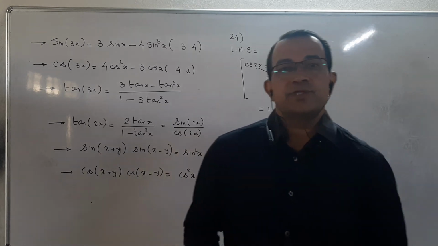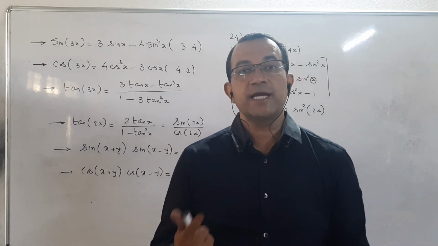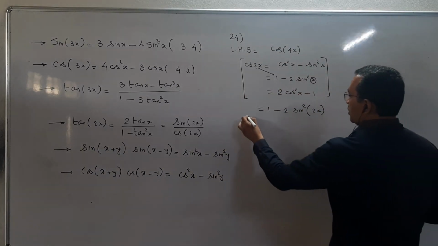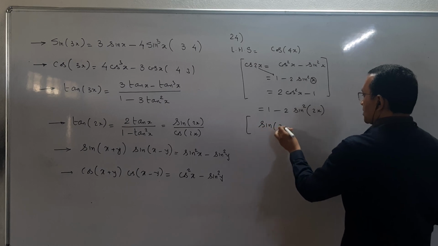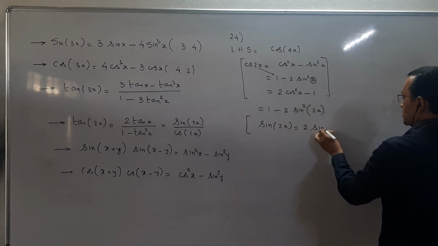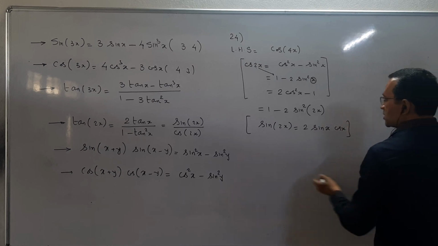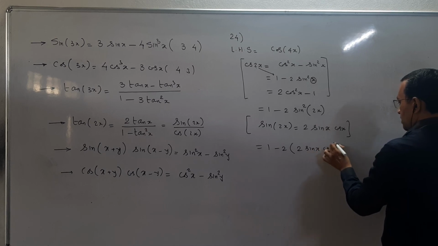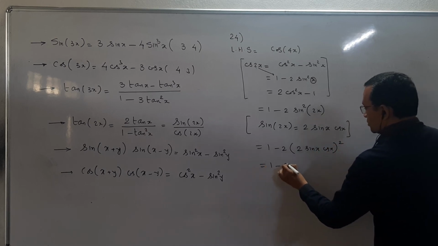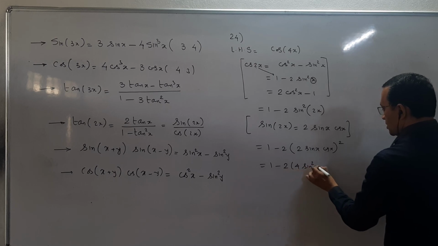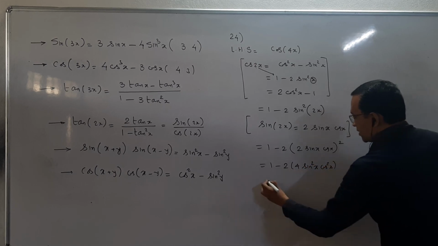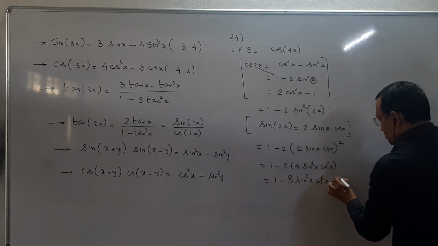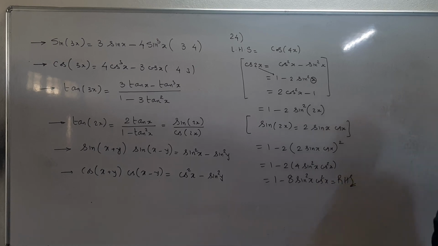So prove-that sums are based on relation with angles. Okay, now we have already studied the formula of sine 2x. In terms of sin x cos x, it is 2 sin x cos x. So write this as 1 minus 2 into 2 sin x cos x the whole square. So this is 2 into 4 sin square x cos square x. So this is 1 minus 8 sin square x cos square x, which is your RHS.